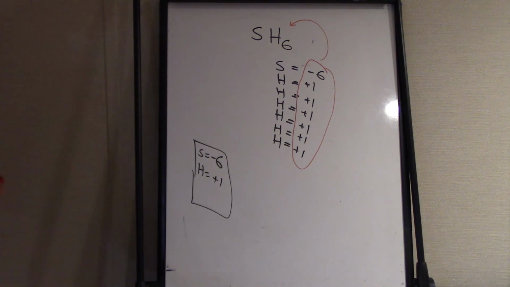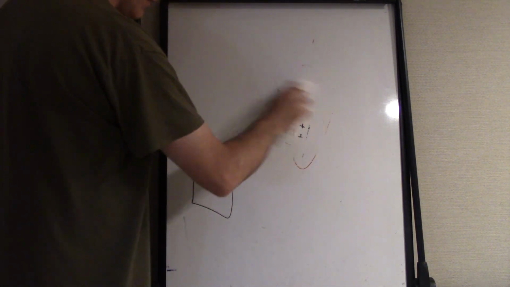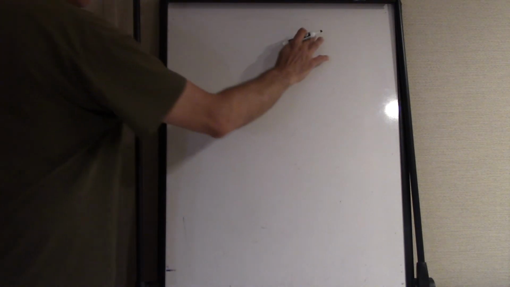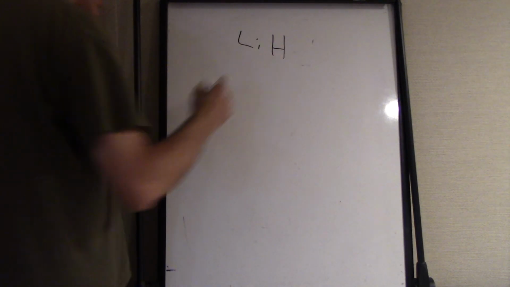There are enough exceptions to this, and they come up often enough that we do need to be familiar with the exception. So I want to do an example of the exception to this rule. The exception says it's not going to be +1 if it's directly combined with a metal. So what is that going to look like? Something like LiH, lithium hydride.